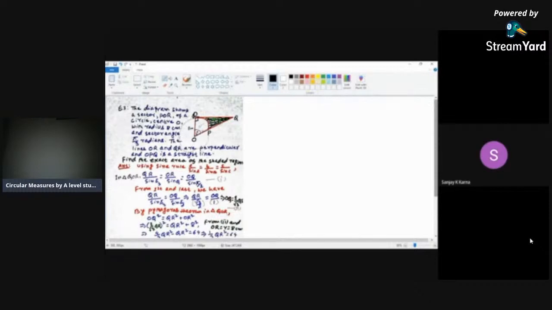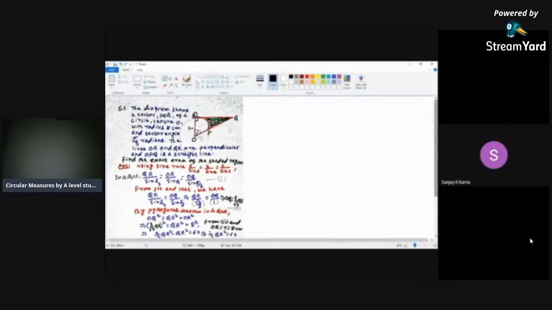So let's see that before going to solve the problem, if you understand the problem, you are more than halfway to the solution. So here the diagram shows a sector POR of a circle. The center is given as O. Its radius is 8 centimeter. Definitely the other side OP is also a radius of the same circle, therefore this will be 8 centimeter. And the sector angle is pi by 3, so this sector angle is given as pi by 3 radians.